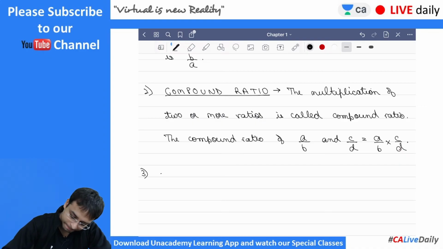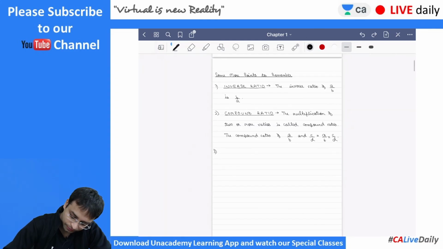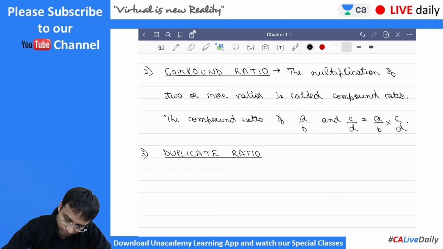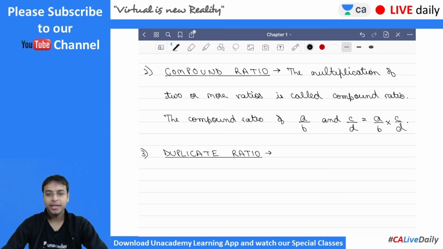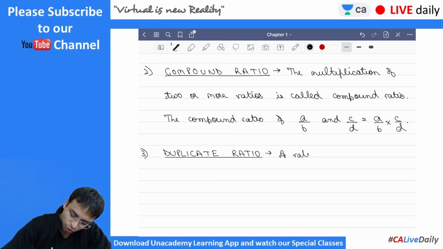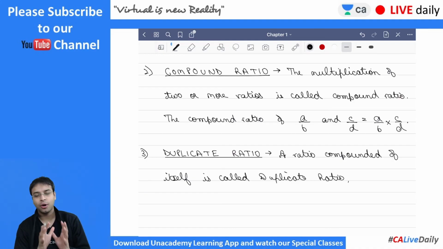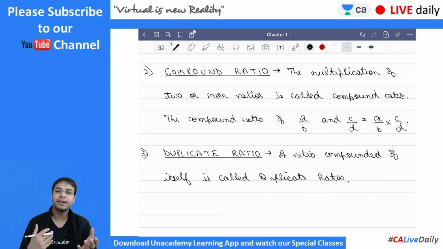Point number 3. Duplicate ratio. A ratio compounded of itself is called duplicate ratio. Now all you have to do is just square the numerator as well as the denominator.